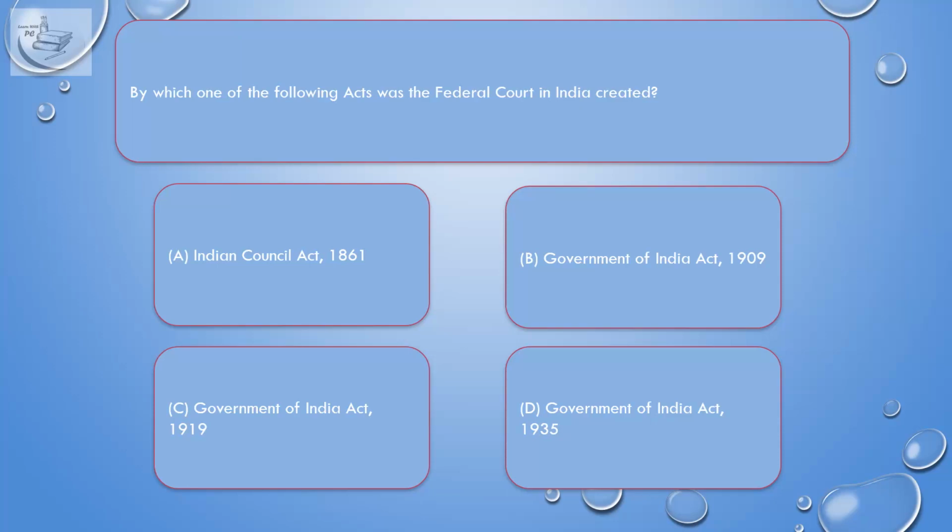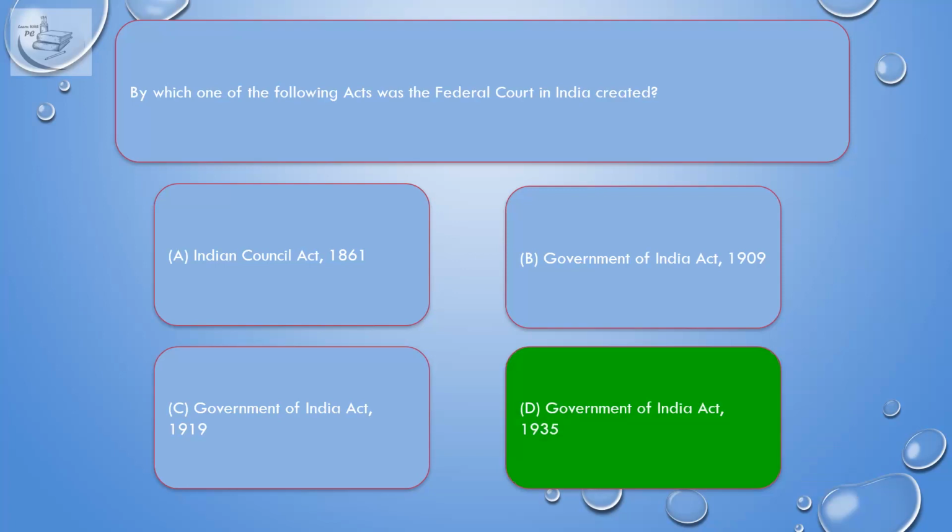Question: by which one of the following acts was the Federal Court in India created? A. Indian Council Act, 1861. B. Government of India Act, 1909. C. Government of India Act, 1919. D. Government of India Act, 1935. Correct answer is D. Government of India Act, 1935.